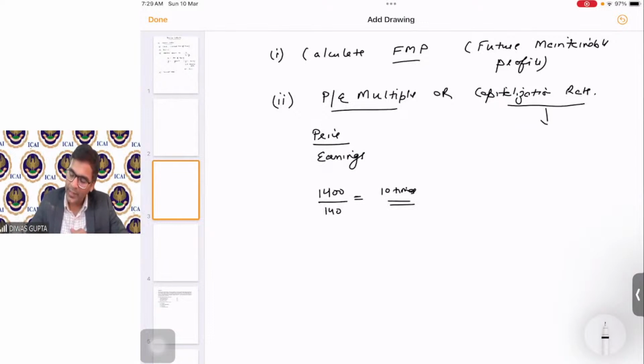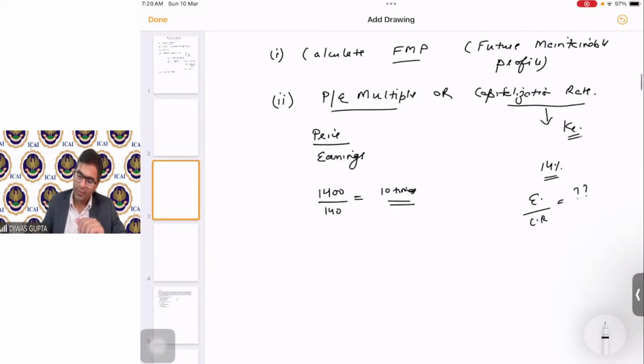Then let's come to the capitalization rate. The capitalization rate is sometimes also called the cost of equity. Let's say it is 14%. So 14% is the cost of equity. Then whatever our profits are, we will divide them by 14% to arrive at the value. So earnings divided by the capitalization rate will be our value. Simple.